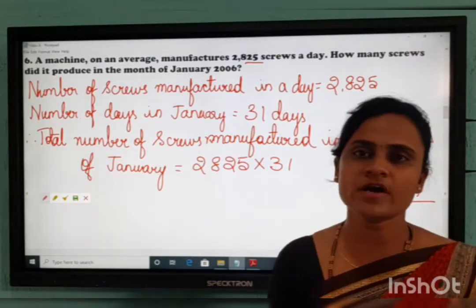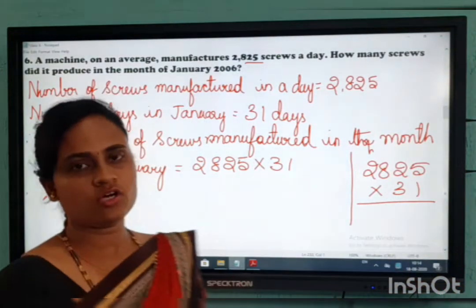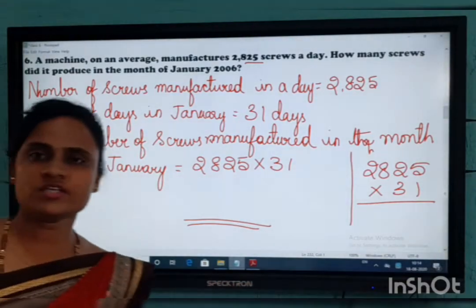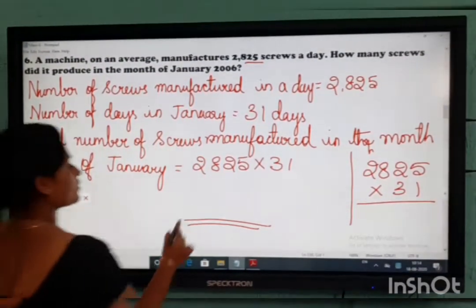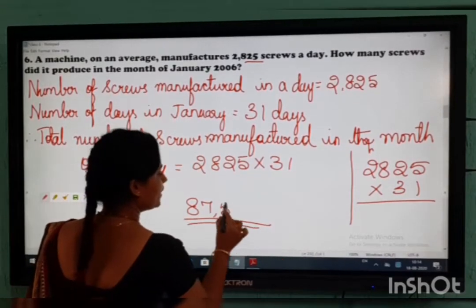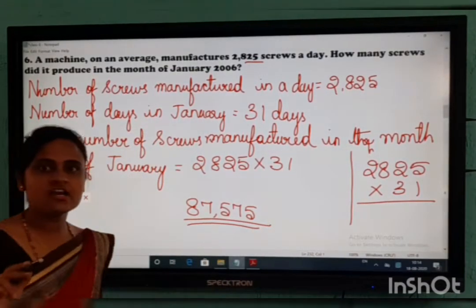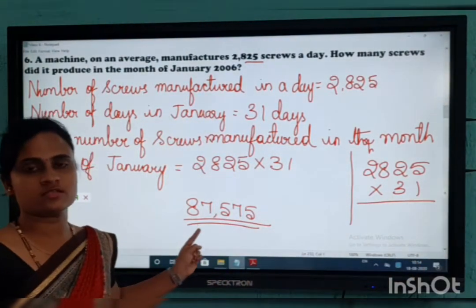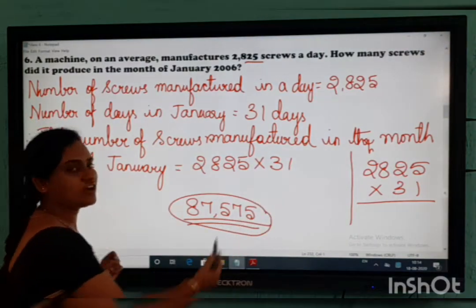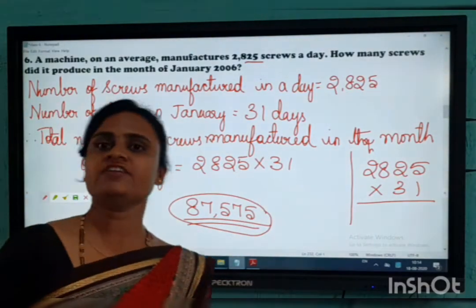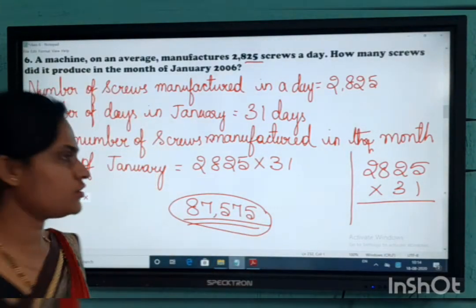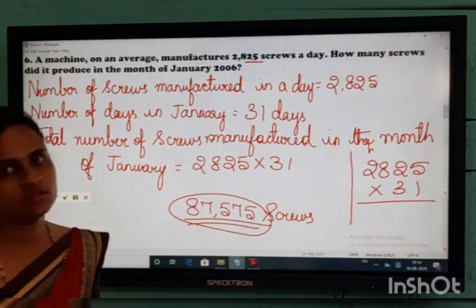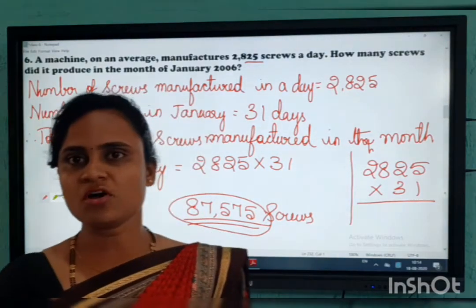You all can find the product, children. No need to do it here. You all will find the product, and whatever answer you get, you will write down here. Clear, children? The answer you will get is 87,575. For your reference I am writing the answer, but you have to do it in the working column, where you will not write these direct answers. Got it, children? The answer is for your reference, whether you have done it right or wrong. So these many screws are manufactured in the month of January. Clear, children? Can we go for the next problem?